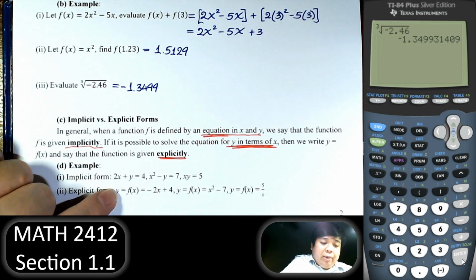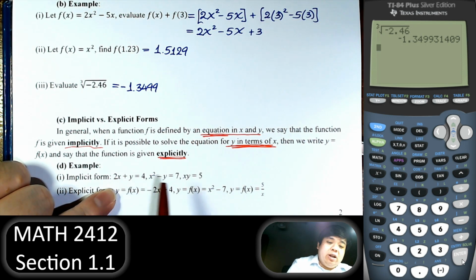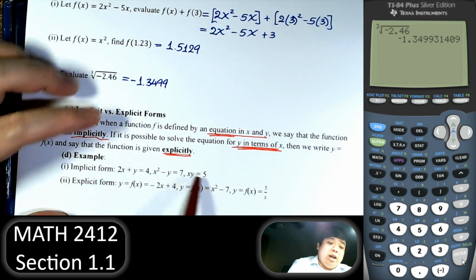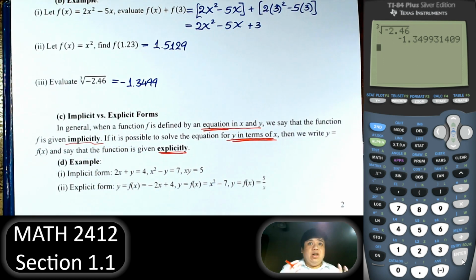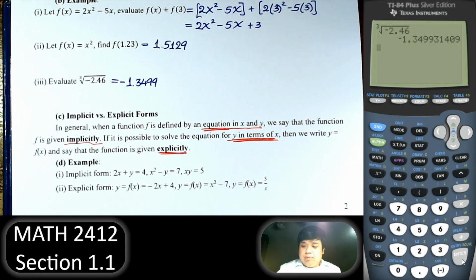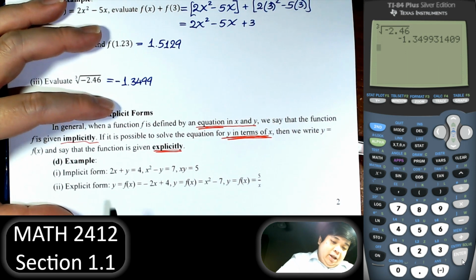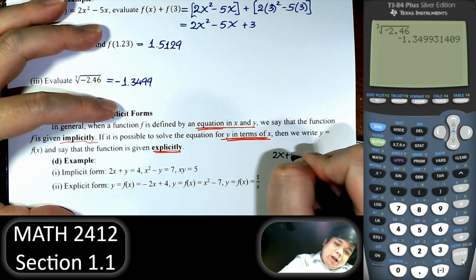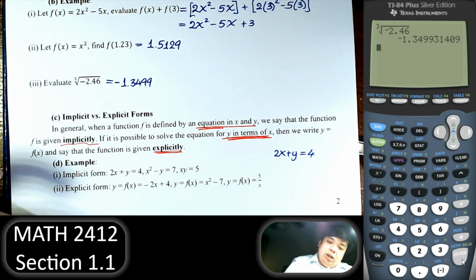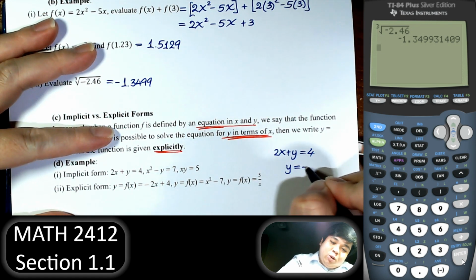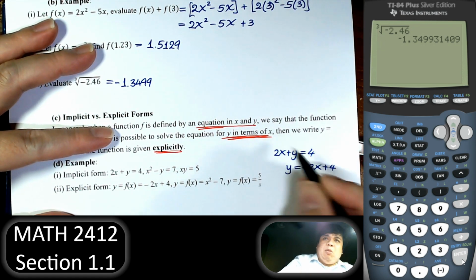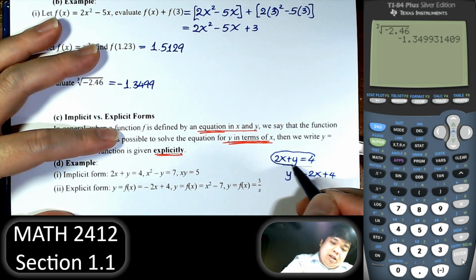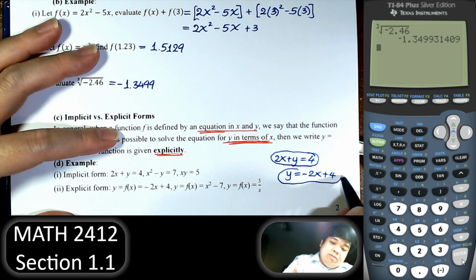So we have some examples here: 2x plus y equal to 4, x squared minus y equal to 7, and x times y equal to 5. Those are in implicit form because each is an equation that relates the variables. Now, if we solve for y here, for example, 2x plus y equal to 4, we get y equal to negative 2x plus 4. Of course those are exactly the same, but this is implicit and this is explicit.